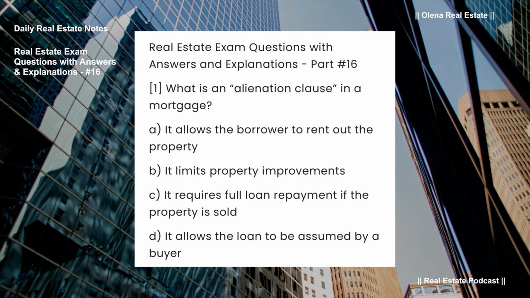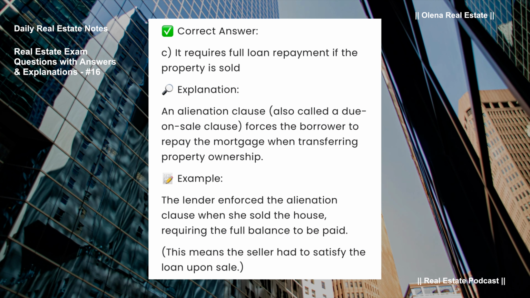What is an alienation clause in a mortgage? A. It allows the borrower to rent out the property. B. It limits property improvements. C. It requires full loan repayment if the property is sold. D. It allows the loan to be assumed by a buyer. Correct answer, C. It requires full loan repayment if the property is sold.